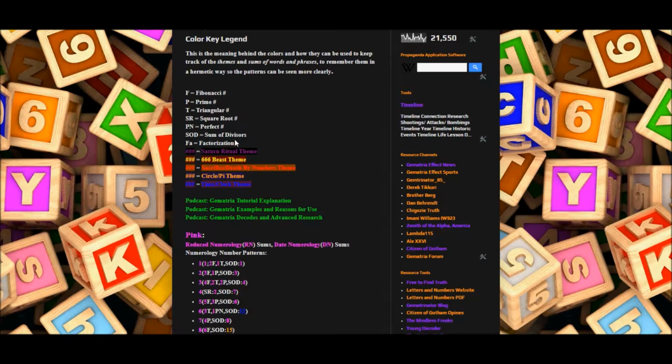SOD, sum of divisors. In the future, as you're decoding and going through the database, you may want to keep this page on the side of the other page, opening a different window, and then you can scroll back and forth until you memorize what equals what. Eventually, you won't need to use this anymore because you'll have it all in your mind.